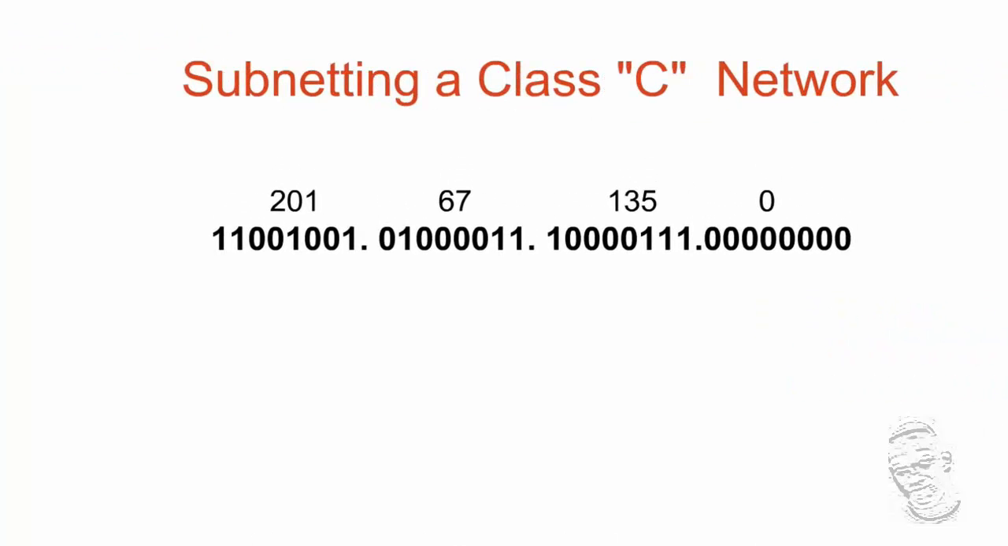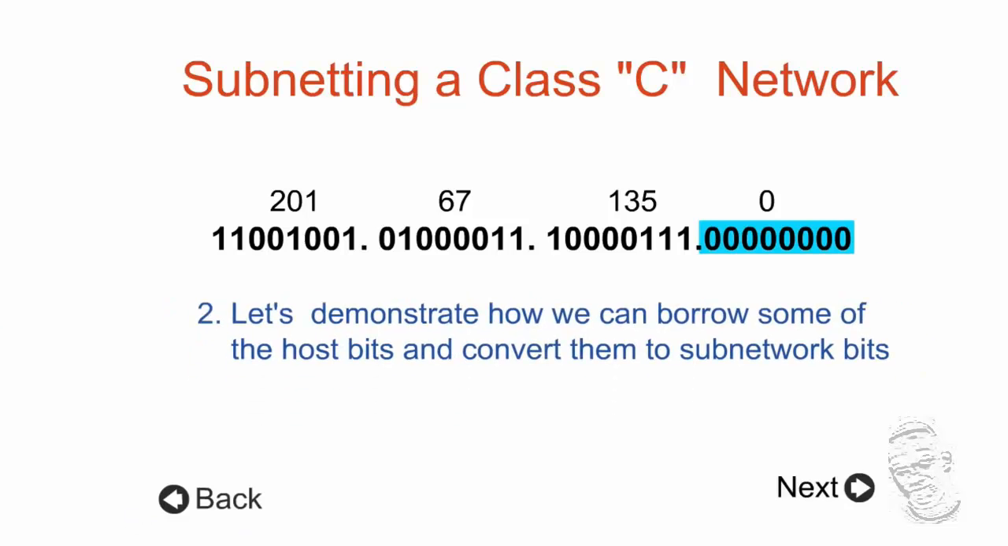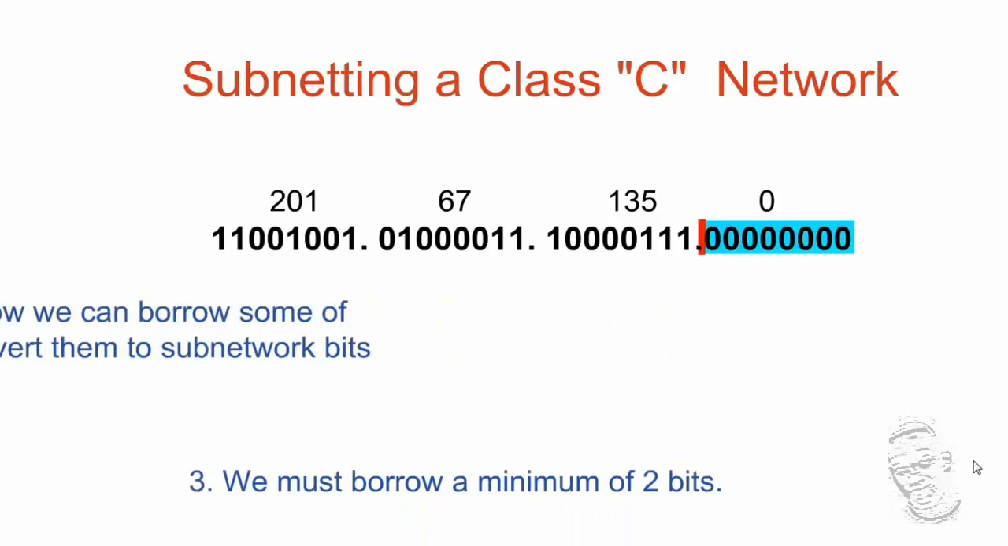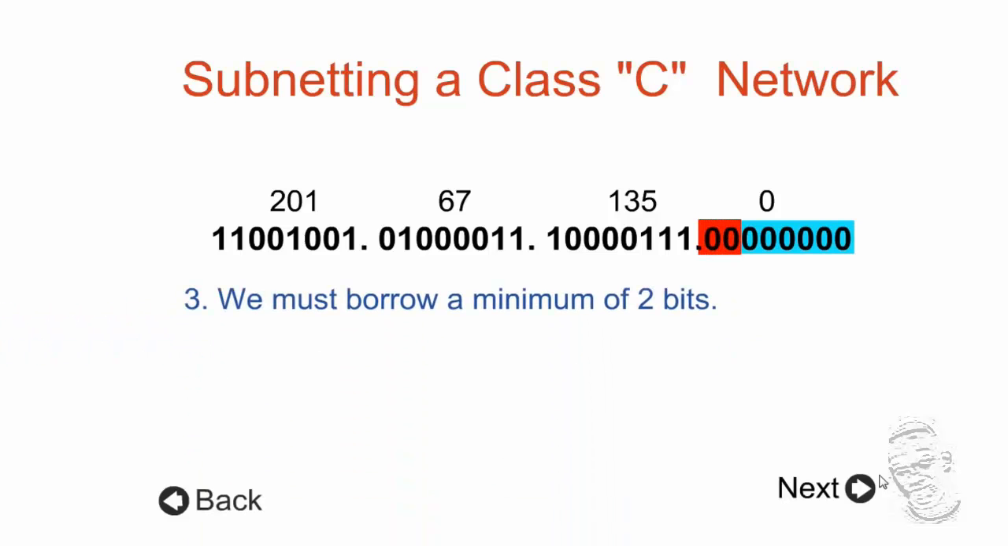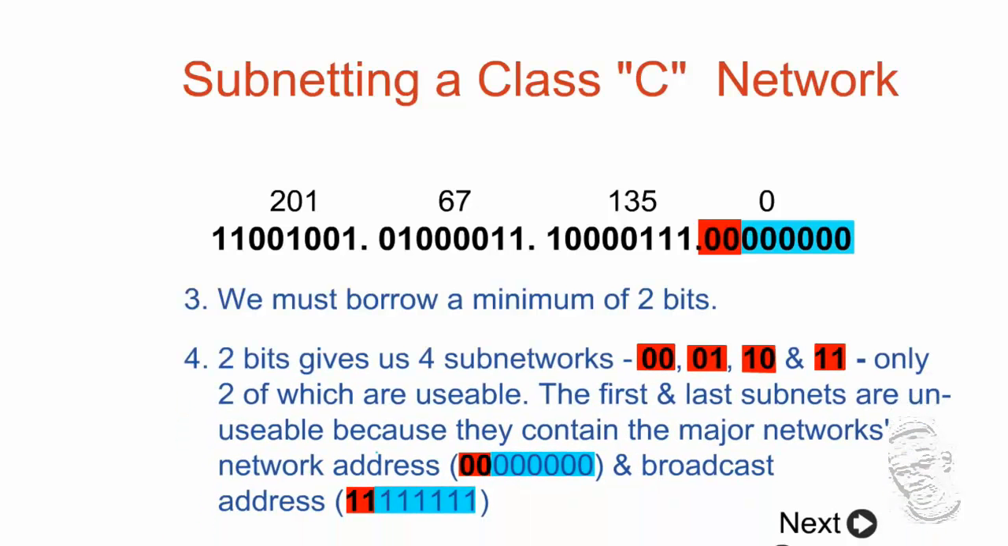Subnetting a class C network is very simple. In a class C address, there are 8 bits available for host assignments or a combination of subnetworks and host assignments. Let's demonstrate how we can borrow some of the host bits and convert them to subnetwork bits. We must borrow a minimum of 2 bits. 2 bits gives us 4 subnetworks: 00, 01, 10, and 11.